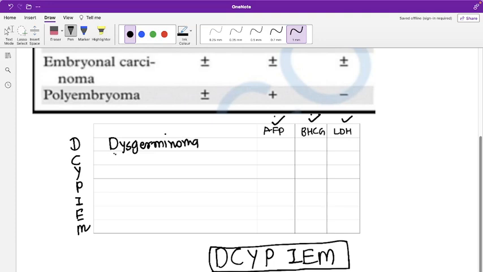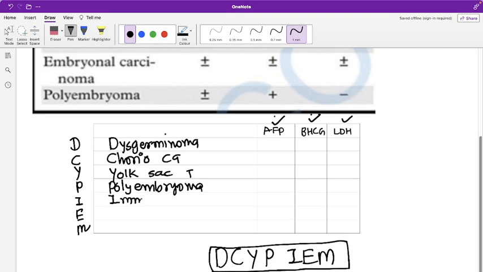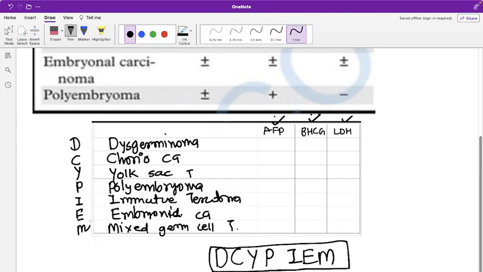DCYPIEM. So D for dysgerminoma, C for choriocarcinoma, Y for yolk sac tumor, P for polyembryoma, I for immature teratoma, E for embryonal carcinoma, and M for mixed germ cell tumor. Right, so you need to remember all of these seven subtypes.